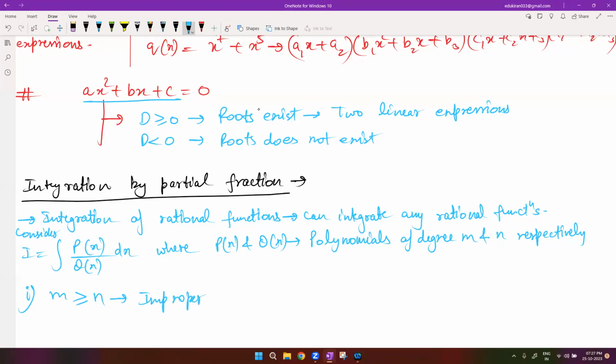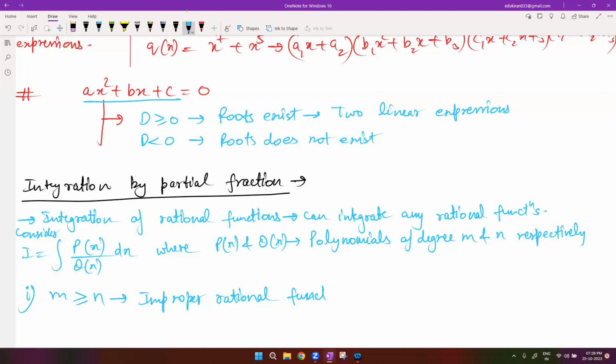It was the same in fractions, if you remember. An improper fraction: 4/5 is a proper fraction, but 7/5 is an improper fraction. So if the numerator is larger than the denominator, we say that the fraction is improper, right? Same logic. If the degree of the numerator is either equal to or larger than the degree of the denominator, then we say that this particular rational function is improper.